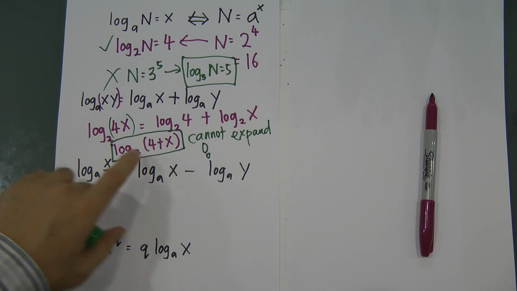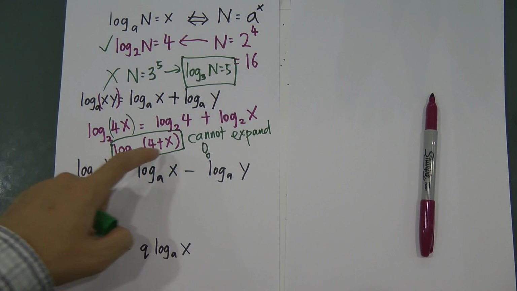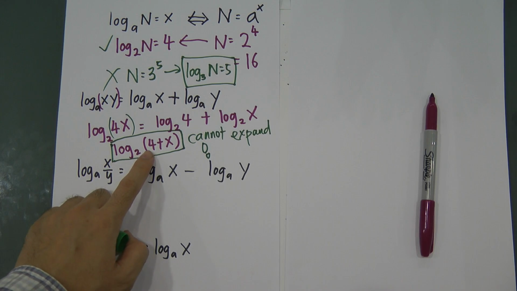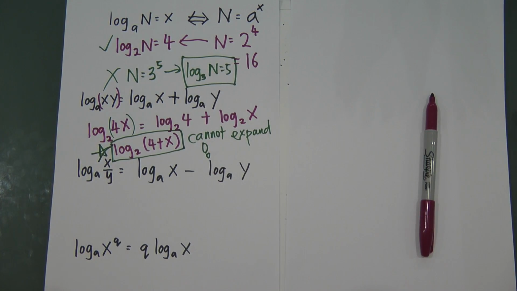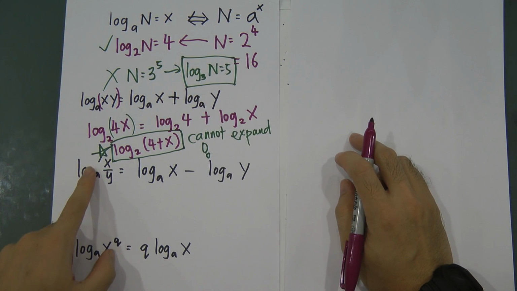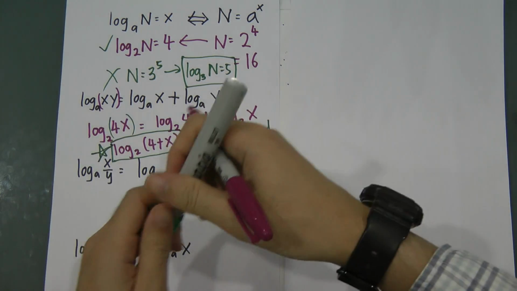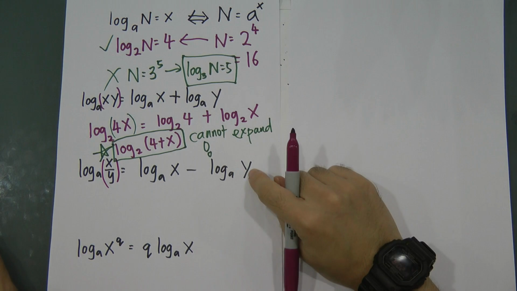Because when you got log with plus or minus inside the bracket, you cannot expand for this one. Remember this one. This is very, very important. Over here, minus. When you see a bracket with divide, it actually means minus when you expand.